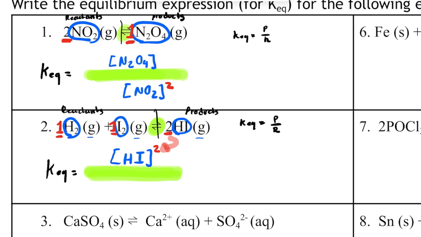Right there. Okay, and then on the bottom, we're going to write the reactants, the concentration of H2 to the power of 1. It's okay. We don't have to write powers of 1. And the concentration of iodine to the power of 1 again. So that is totally fine.